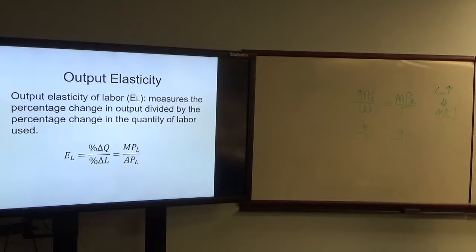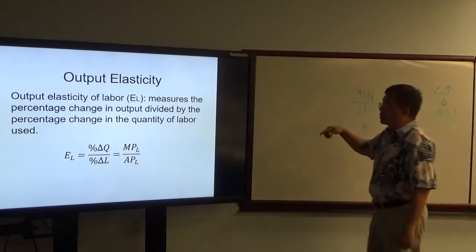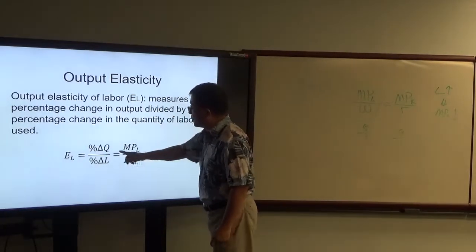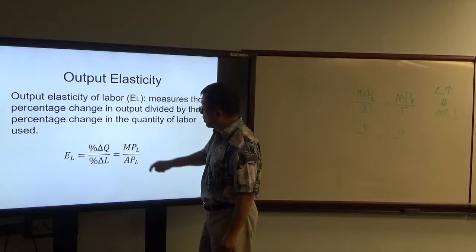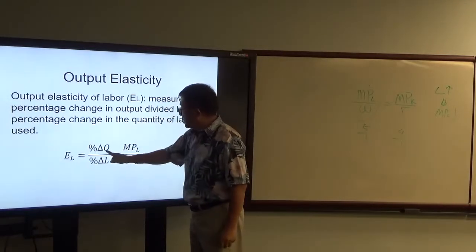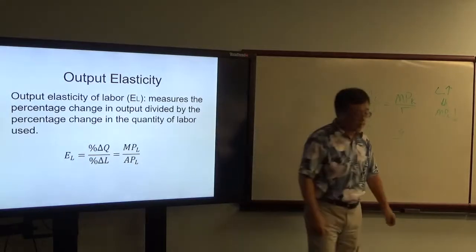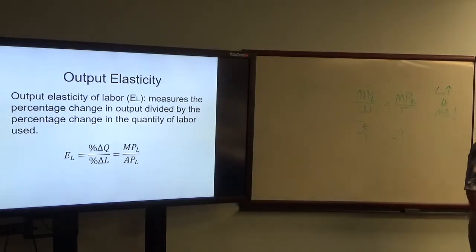Good. So the A is basically the output elasticity of labor. Remember what is output elasticity of labor? That's the change in output versus the change in labor. And B is the output elasticity of capital.